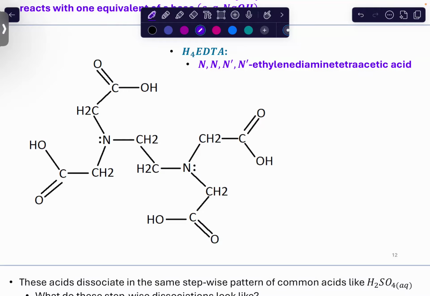Let's take apart the name to see if we can understand it. So you have N prime, N prime. What does that mean? They're attached to the nitrogens. Yeah, so you have the N on one side, N prime on the other side. And why do you have 2 of them? It's just because each nitrogen has 2 groups bonded to it. Oh, okay, I see.